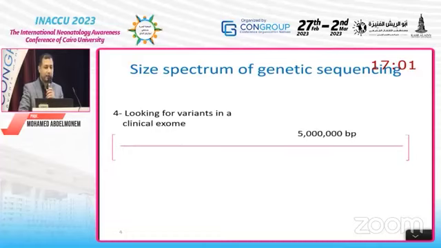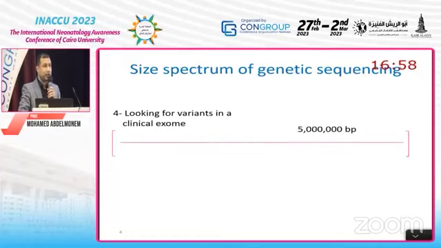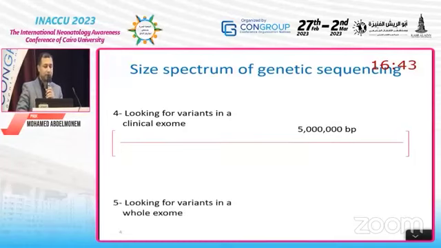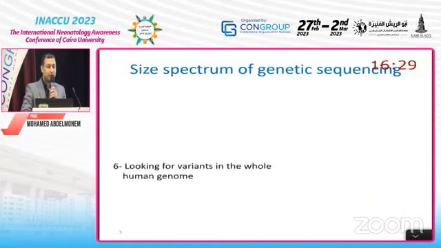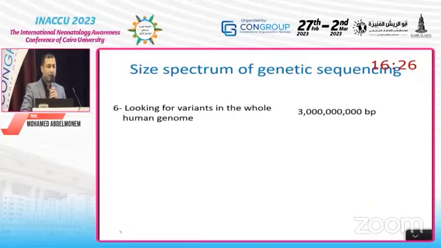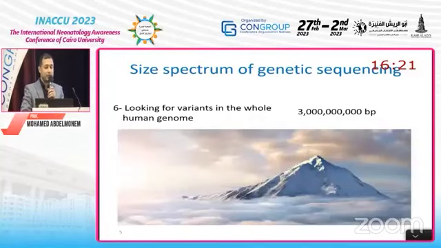To increase the spectrum, we can look for variants in the clinical exome. The clinical exome are the genes that are linked to human disease, and they are now about 5,000 to 6,000 genes. The clinical exome means that we have to sequence about 5 million base pairs of our genome. We can do a whole exome. A whole exome means we do all the exome, all the coding exons with the flanking regions between the exons and the introns, and we do sequencing of about 30 million base pairs. Or we can go for the big genome and look at the whole human genome. The human genome contains about 3 billion base pairs, which is a huge amount of data.